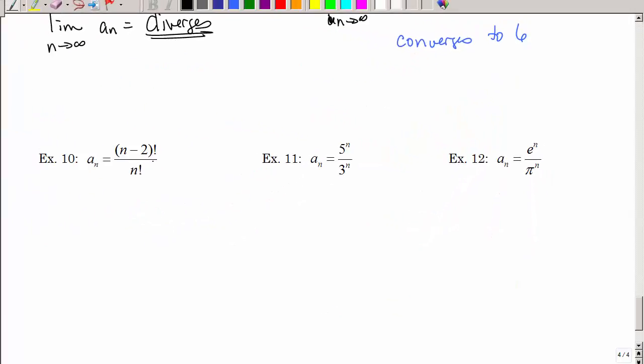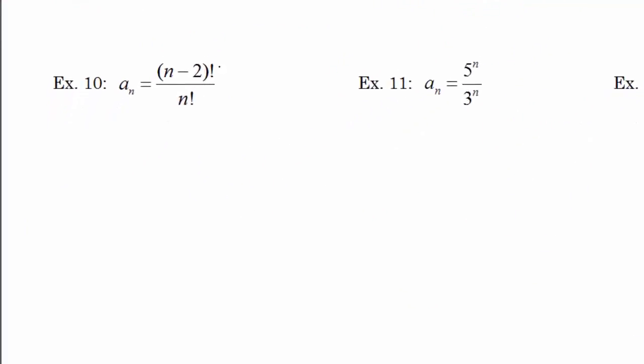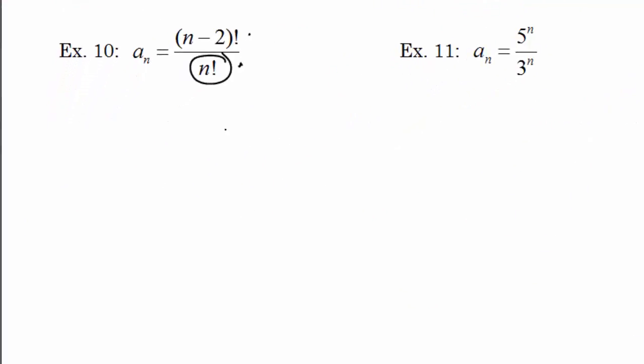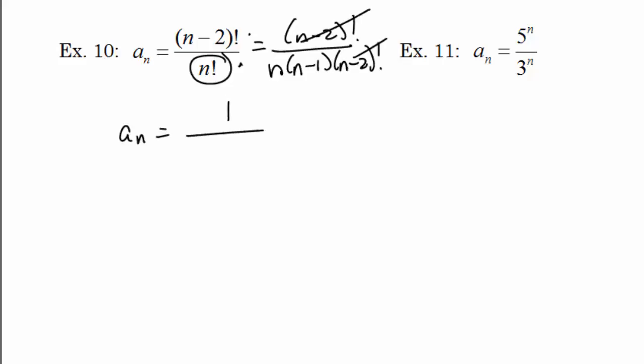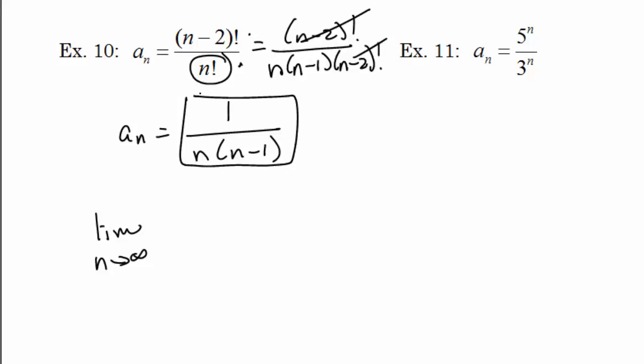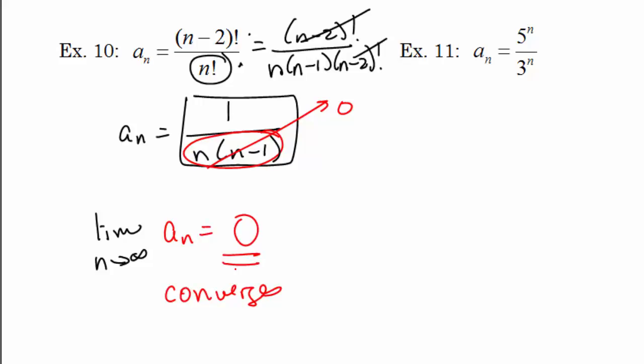Okay, so we have some factorials. Before you do anything, simplify it. Which one's bigger? n is bigger than n minus 2. So I'm going to start with n minus 1, n minus 2, stop, and reduce. So really, a sub n is 1 over n times n minus 1. So I want the limit as n approaches infinity of that sequence. I know you know this: as this gets really huge, this approaches 0. So therefore, it converges to 0.